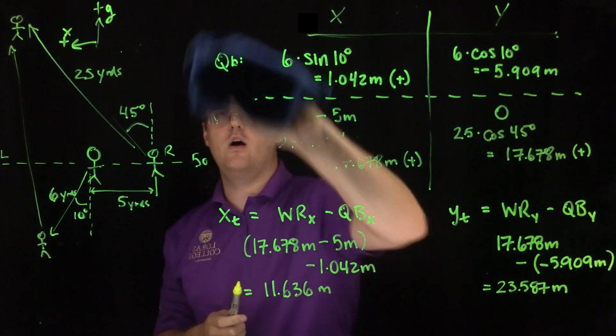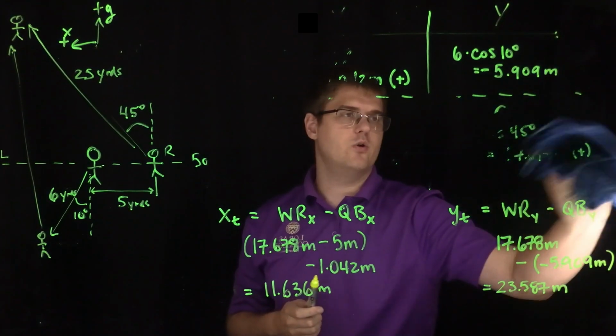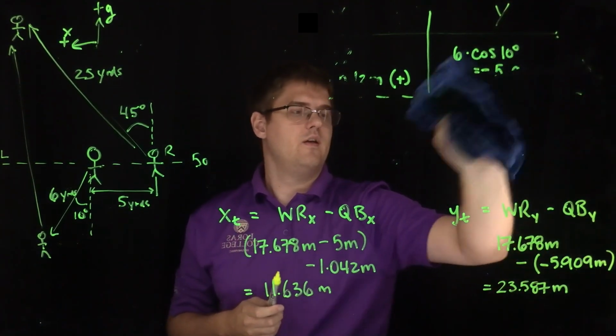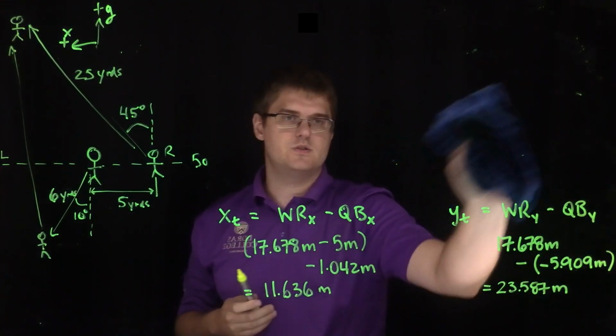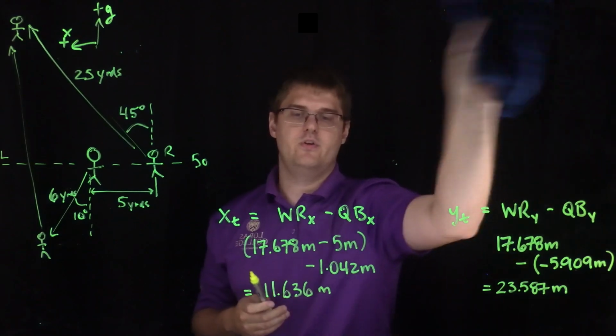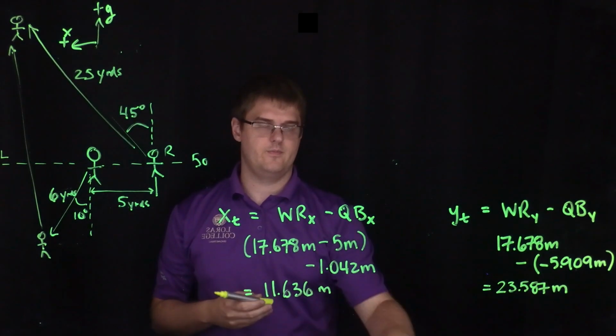So all in all, this throw has to go a total distance of approximately 23.6 meters downfield and 11.6 meters to the left.